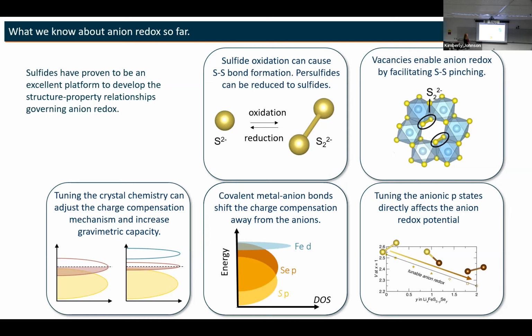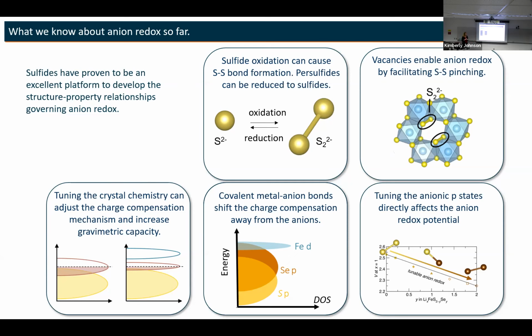And the way we think about that in the Li2TiS3 phase is that the sulfur-sulfur bonds actually pinch along the octahedral edges that are neighboring a vacancy. And they wouldn't be able to do that if there were metal correlations there. We've been able to tune the crystal chemistry to adjust the charge compensation mechanism. And we've been able to tune the covalency, which also shifts the charge compensation mechanism. And that also allows us to tune the voltage by shifting basically where the p states are relative to the d states.